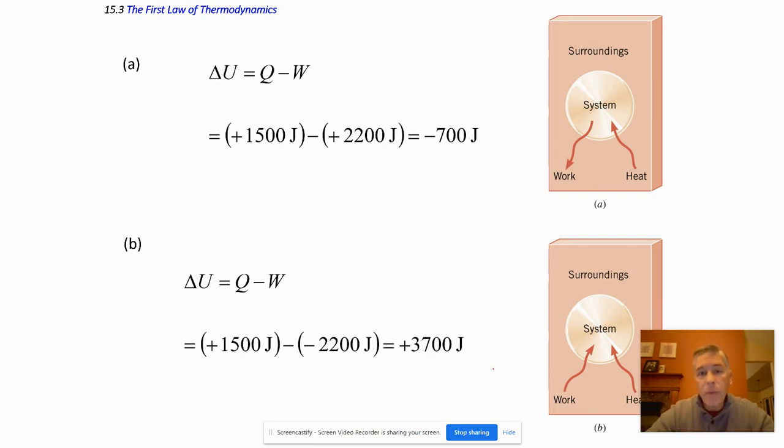So I'm going to stop there for the first law and the zeroth law. We'll work some more with them as we get into more thermodynamics in chapter 15.